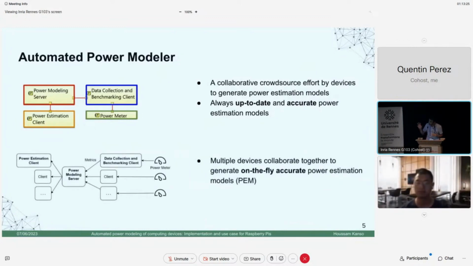If we want to look at it from a different way, we have data collection and benchmarking clients that are connected to watt meters. They share their metrics with a server that we call the power modeling server. Based on the metrics collected from the devices and the power collected from the power meter, this power modeling server is going to generate power estimation models that are going to be used later by the power estimation clients. These are clients that don't have watt meters connected to them, but that may have the same type of data collection and benchmarking clients.